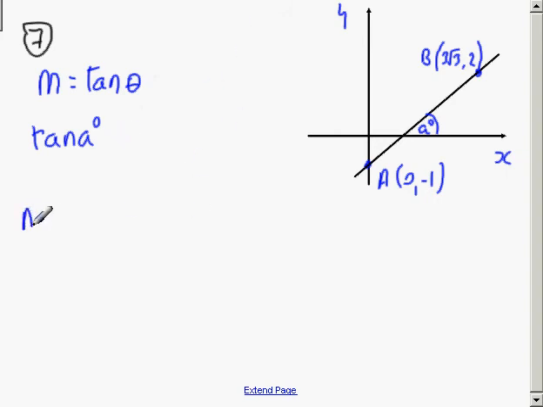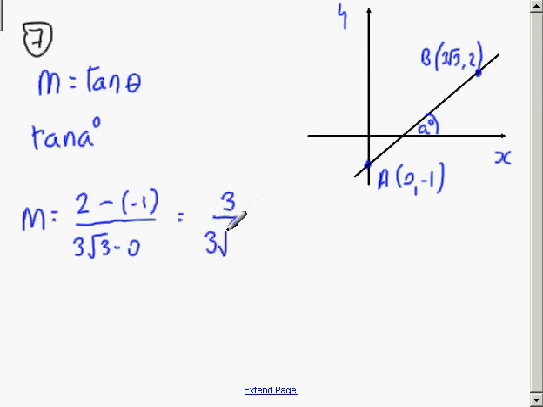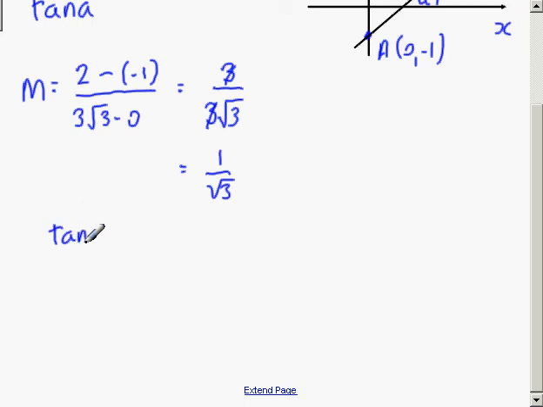We can find m, the gradient, since we have 2 points that lie on the straight line, so it's y2 minus y1 over x2 minus x1: 2, and we're subtracting minus 1, over 3 root 3 minus 0. So that gives us 3 over 3 root 3, and we can simplify through to 1 over root 3. So we know that tan of a degrees is equal to 1 over root 3. The knowledge of exact values should tell us a degrees is 30 degrees, and that's the solution for question 7.